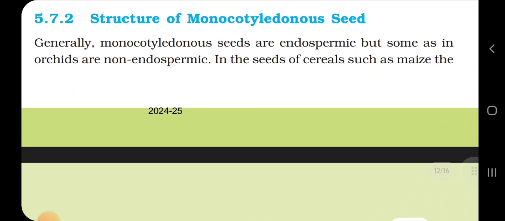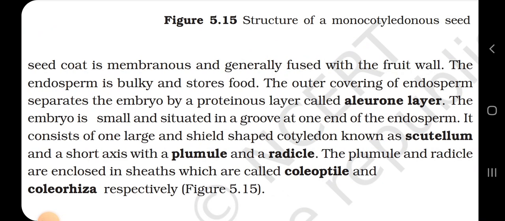5.7.2. Structure of monocotyledonous seed. Generally, monocotyledonous seeds are endospermic, but some as in the orchids are not endospermic. In the seeds of cereals such as maize, the seed coat is membranous and generally fused with the fruit wall. The endosperm is bulky and stores food.